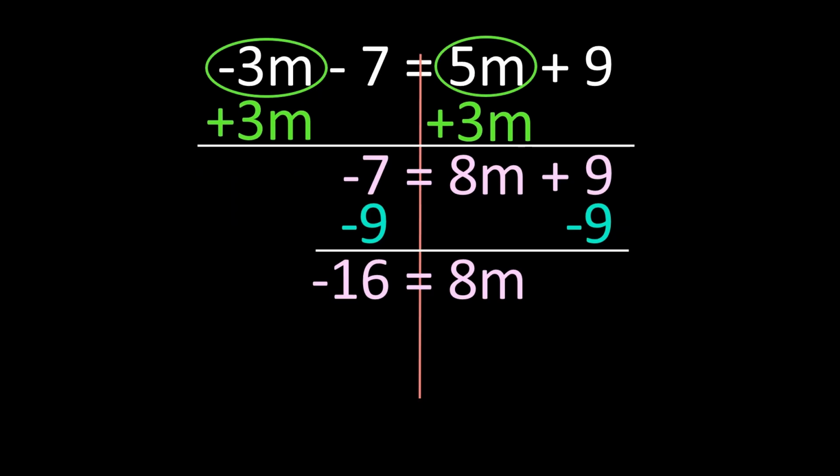And to get m isolated by itself, I am going to need to divide because 8m is 8 times m, and my inverse is division. If I divide the right-hand side by 8, I need to divide the left-hand side by 8. So 8m divided by 8 is m, and negative 16 divided by 8 is negative 2, for a solution of m equals negative 2.